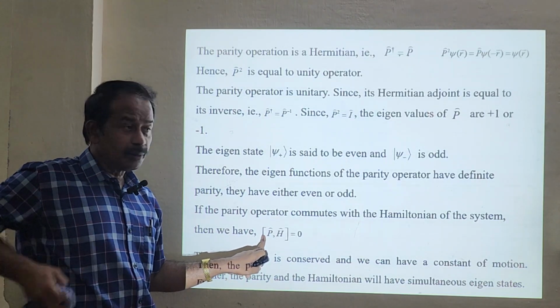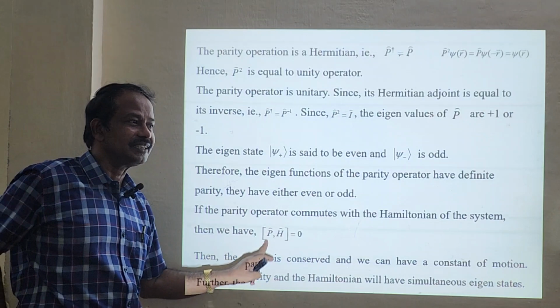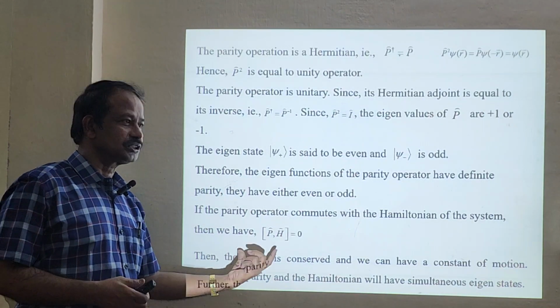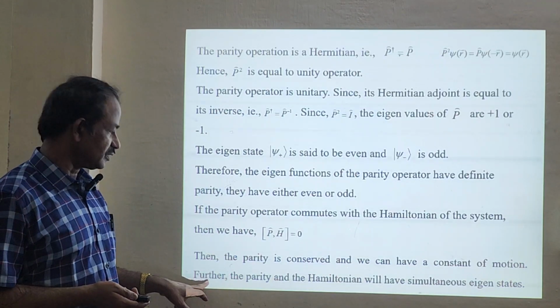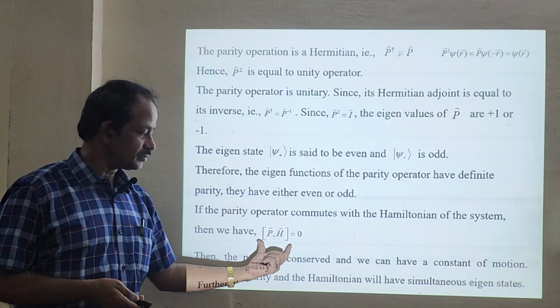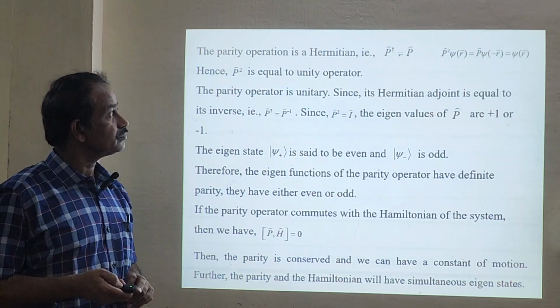And the parity operator will commute with the Hamiltonian because it's a symmetry. It's a conserved quantity that will show a constant of motion. So then the parity is conserved. Then we can say it is a constant of motion. Further, the parity and the Hamiltonian will have simultaneous eigenstates. If they commute, they will have simultaneous eigenstates.